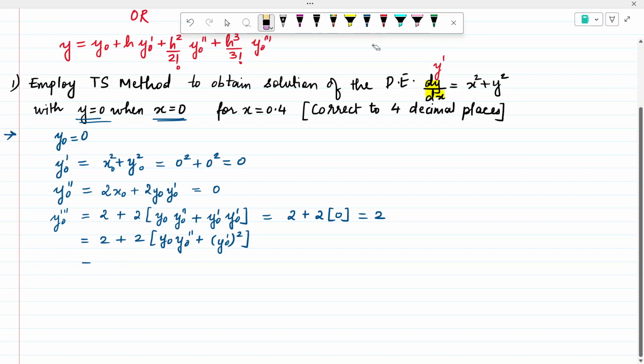Now let's take the derivative, y0 raised to 4, or the fourth order derivative. The derivative of 2 alone is 0. 2 times, again the UV rule. Can anyone tell me what will be the derivative of y0 and y0 double dash? y0, y0 double dash, you have to apply the UV rule.